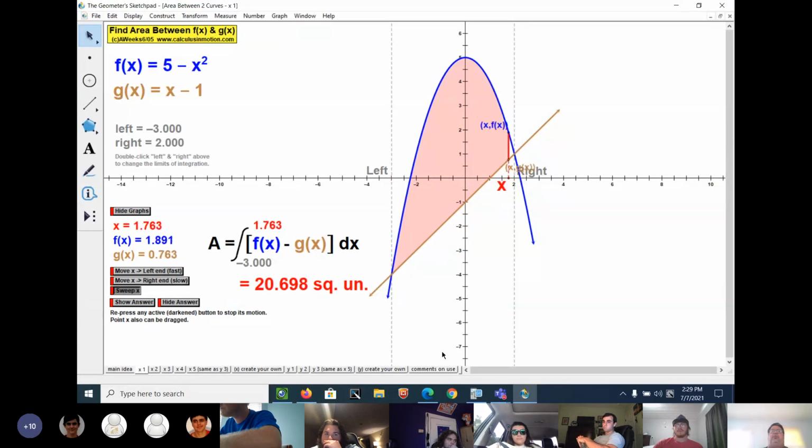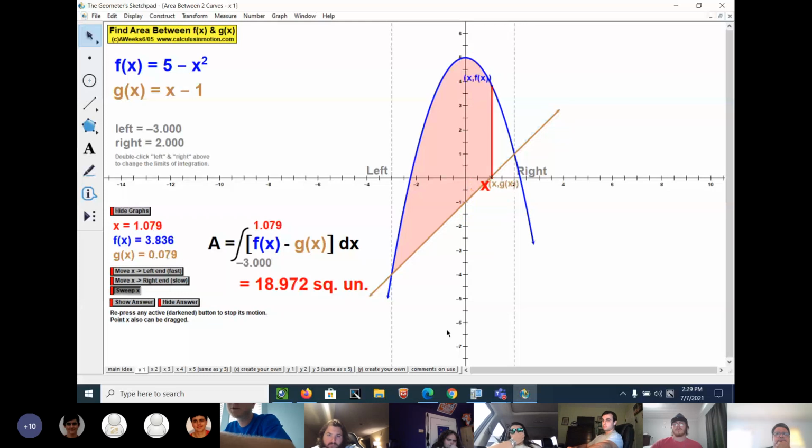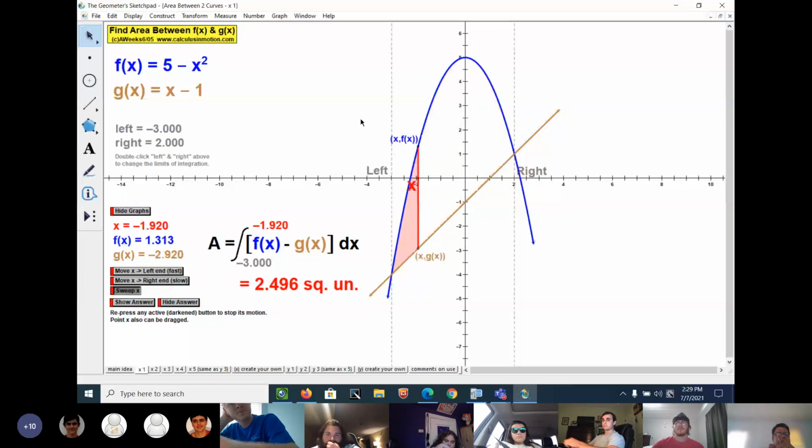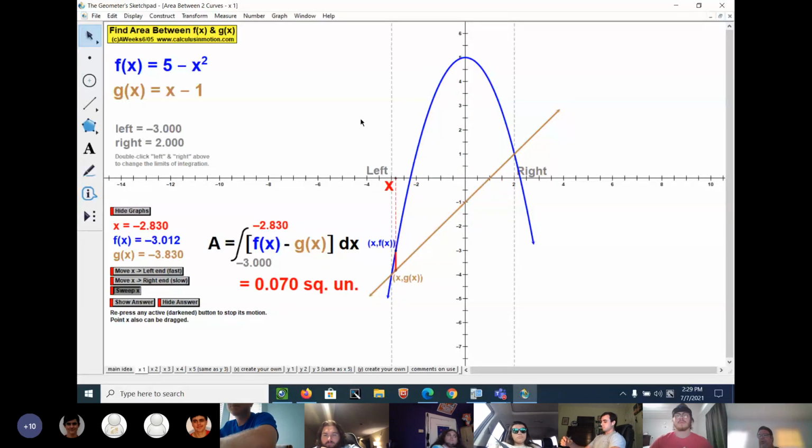Can anybody tell me, and I'm expecting at least one or two people to know, how to find the intersection points without using a calculator? You have to unmute your mics. What, Mr. Paris? Go ahead. Set the functions equal to each other. Write that down. Set the functions equal to each other.